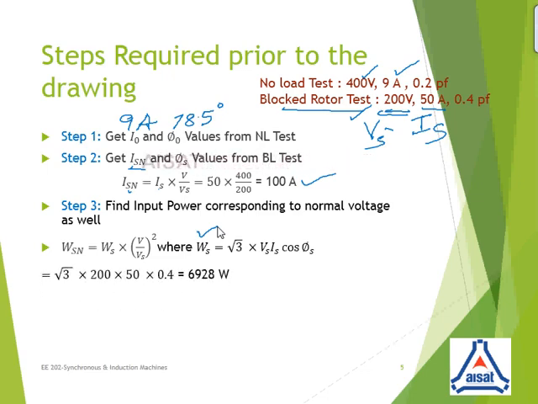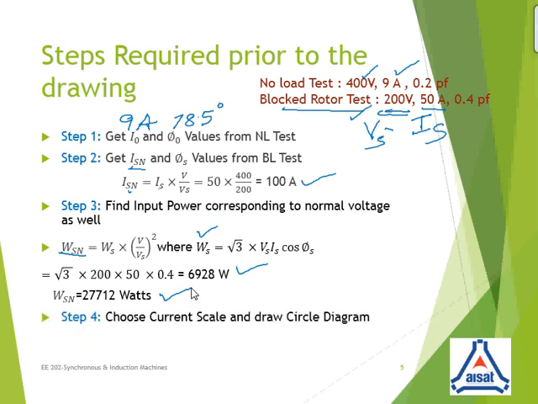So Ws can be found as root 3 times 200 times 200 into 50 into 0.4, which will give you 6928 watts. So this corresponds to the short circuit input power value, which corresponds to the reduced voltage. Now we need to find the input power value which corresponds to the normal voltage. That is WSN, and upon substitution into this equation and computation, it yields 27,712 watts. So that makes your WSN.